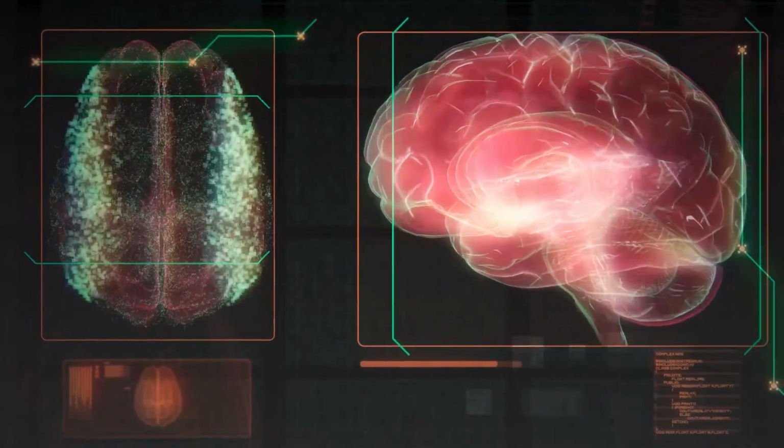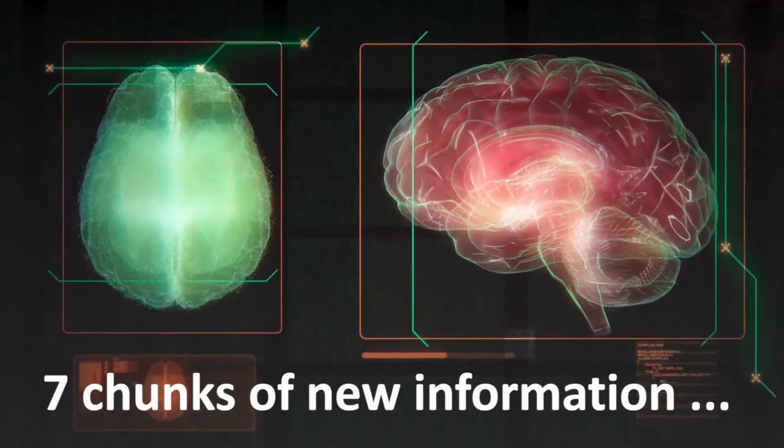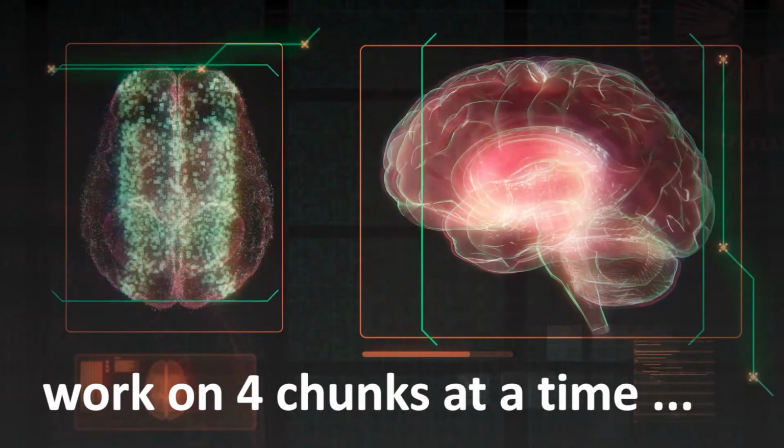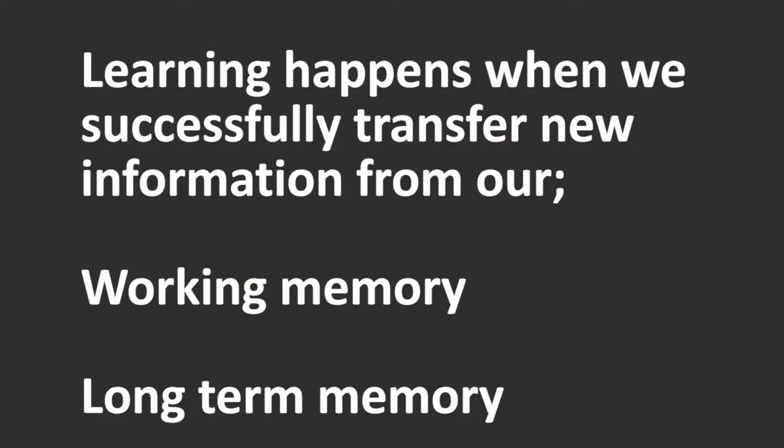Information is processed in the working memory of the brain, where we hold small amounts of new information for a very short time. The average person can only hold on to around 7 chunks of new information in their working memory at a time, and can only work on about 4 chunks at a time. Learning happens when we successfully transfer new information from our working memory into our long-term memory.